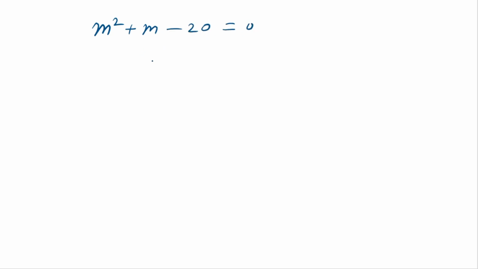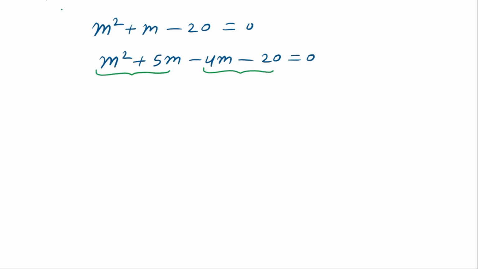This quadratic equation is factorizable. Now here we will apply middle term split. m^2 + m is the same as m^2 + 5m - 4m - 20 = 0. Look carefully, first two terms and then last two terms. If we take m common in the first two terms, m^2 divided by m gives m, then plus 5m divided by m, you will get 5.